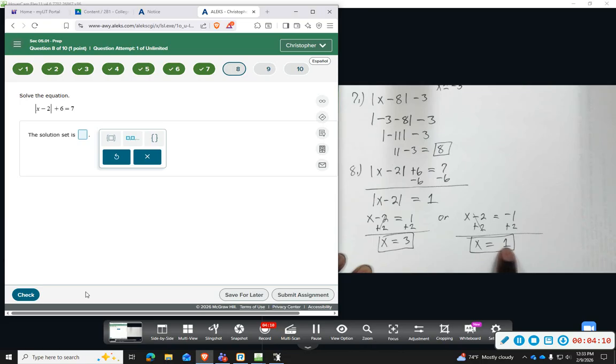If you plug in a positive 1, 1 minus 2 will give you a negative 1. Absolute value of negative 1 is still positive 1. So both of these answers work. You do want to check them whenever you do absolute value equations. Set builder notation is what it says, so 3 and 1.